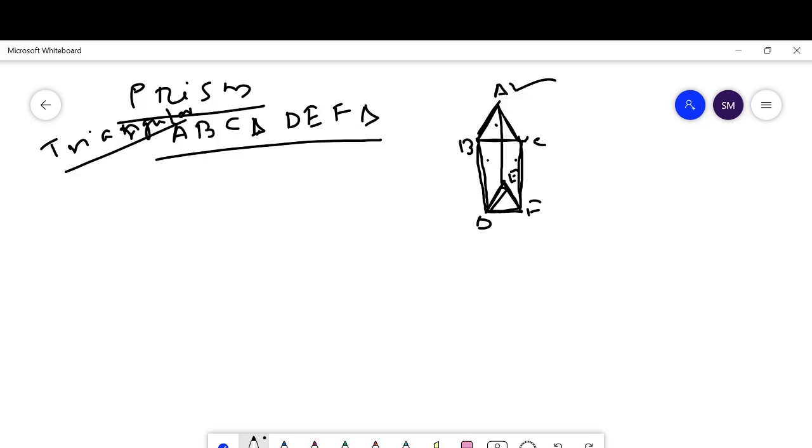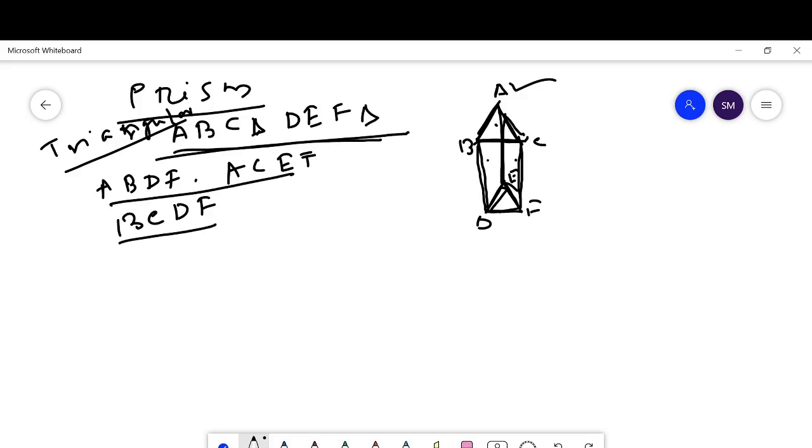In case of a triangular prism, the bases are triangles ABC and DEF, and there are 3 lateral faces. The 3 lateral faces are rectangles. Suppose the lateral faces are ABDF, ACEF and BCDF. The triangular prism has 5 faces: 2 triangular bases and 3 lateral rectangular faces.